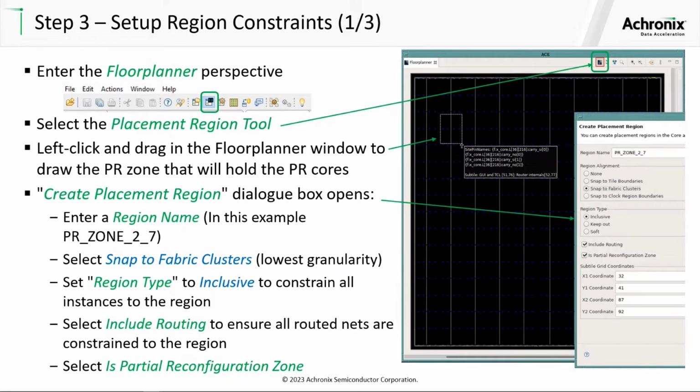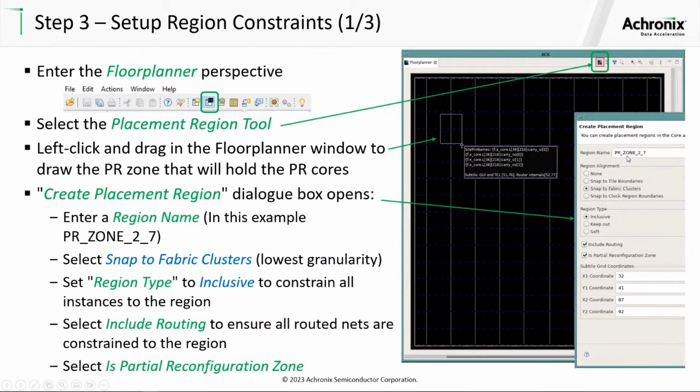Make sure it's big enough to hold all the IP, all the different sizes of the functions you're going to drop in there. Again, remembering that it has to be on a cluster bound. So when you do that, when you release after drawing that box, it'll pop open a create placement region pop-up window. And within there, the first thing you can do is name it, right?